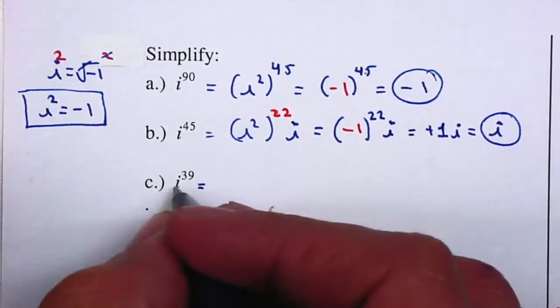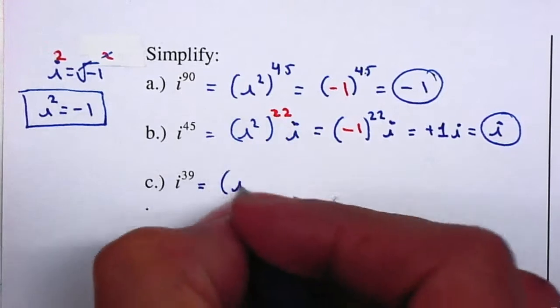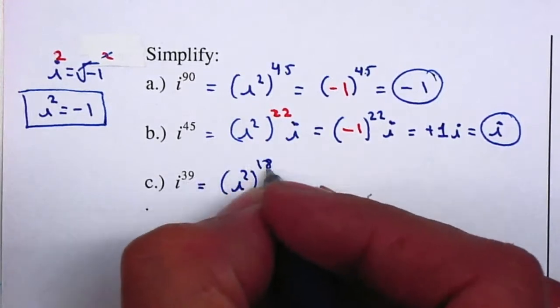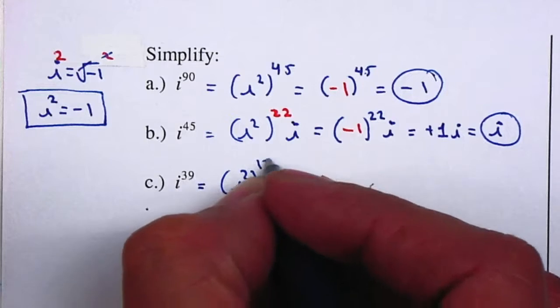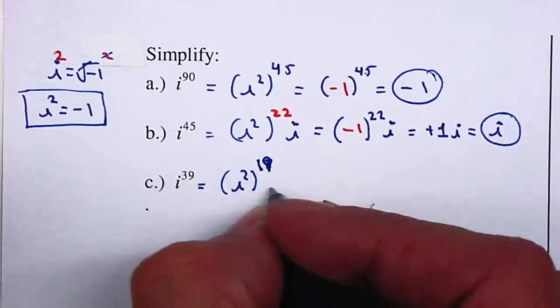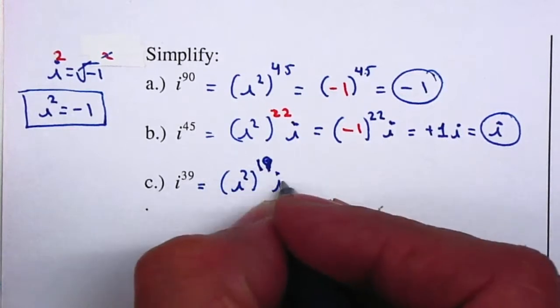Letter C. i to the 39. First, I'm going to use my definition, so I want to find out how many i squares are in 39. Will be 18. Well actually 19, correct? 19 times 2 is 38, and then I need one more to make it 39.